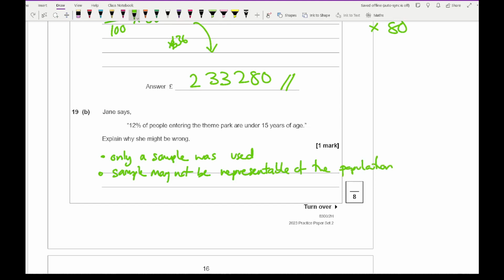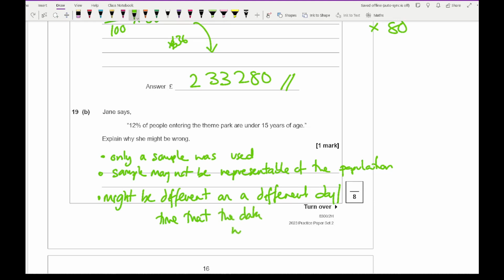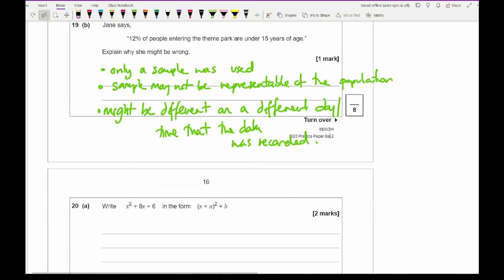You could say something along the lines of that it might be different on a different day or time that the data was recorded. So you could say something along the lines like that. You could say we don't know what time the 100 people were selected. So if they were done in the morning, you might find a pattern in the ages. If they were done in the afternoon or later on, you might find a pattern in the ages. So something along the lines for that 1 mark would be absolutely fine.